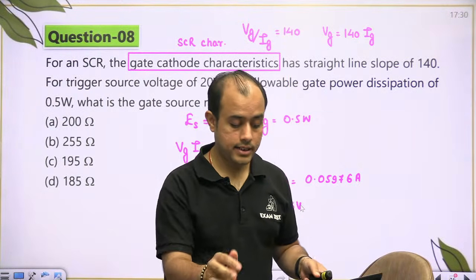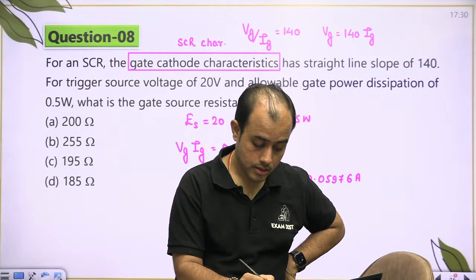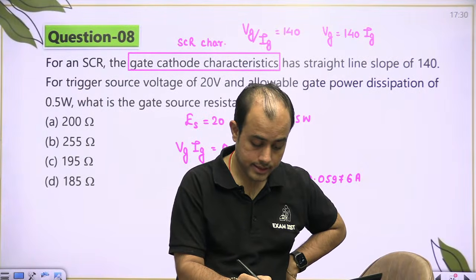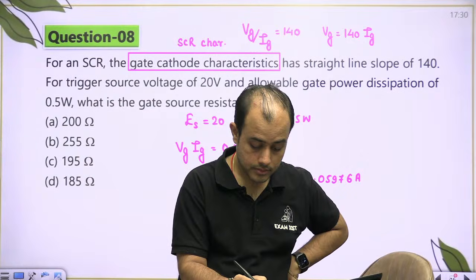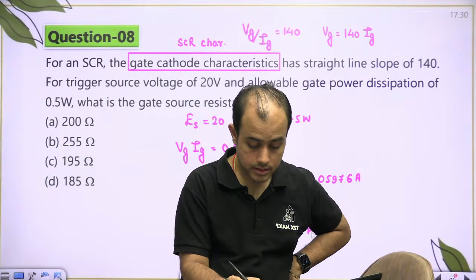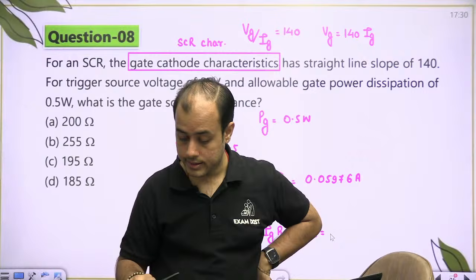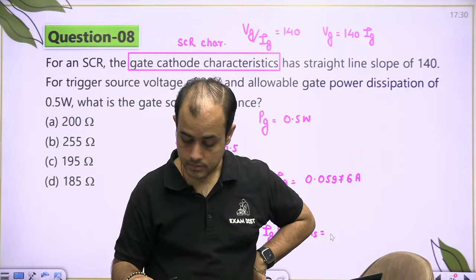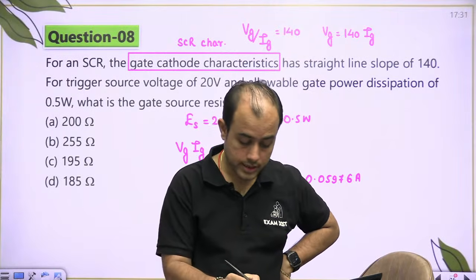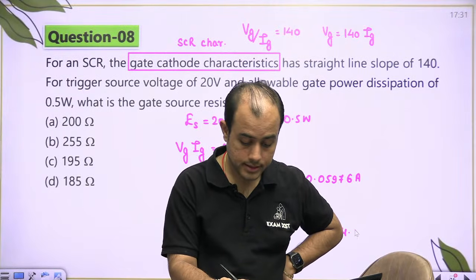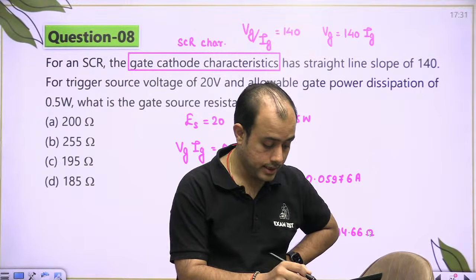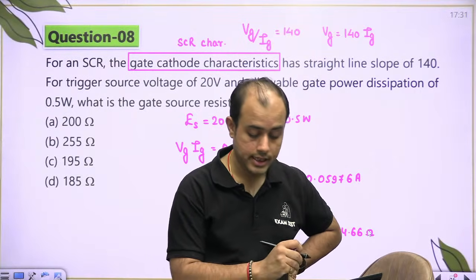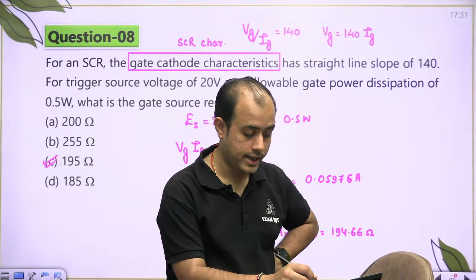Now how to find the resistance? We can write Vg as ES minus IG RS. तो RS is 194.66. ठीक है, इस टाइप का क्वेश्चन आपका बनता है फ्रॉम द गेट कैथोड कैरेक्टरिस्टिक.